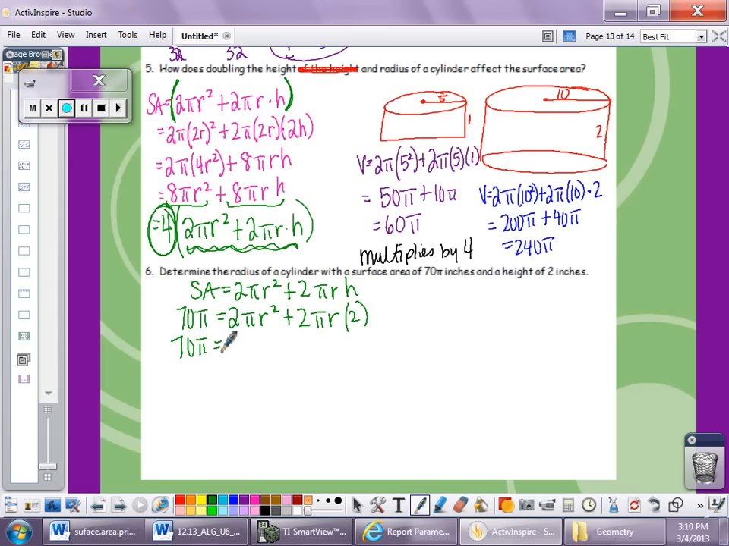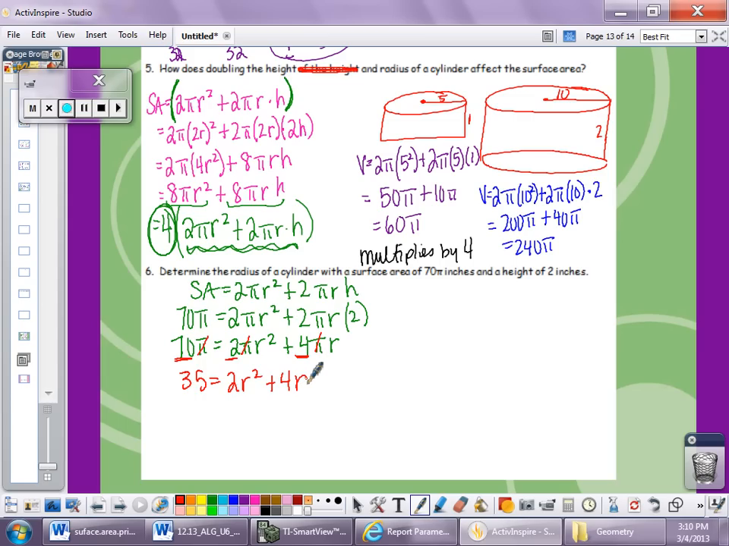And I'm going to fill in all the information that I know. Surface area is 70 pi equals 2 pi r squared plus 2 pi r times 2. 70 pi is equal to 2 pi r squared plus 2 times 2 is 4 pi r. Remember, if at any time, please push pause. You can always just take a minute. Now, I see that each one of these has a pi in them, so I can cancel out the pi. I also know that each one of these numbers is divisible by 2. So I'm going to make this 35 equals 2r squared plus 4r.